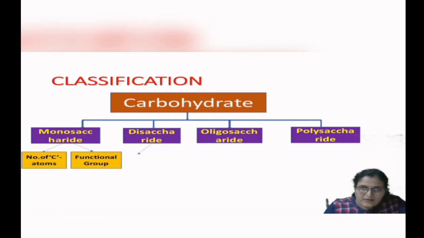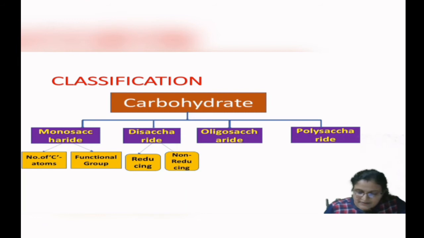Disaccharides are also classified according to the functional group. If they contain the functional group intact, that is not involved in the bond formation, then it is called reducing disaccharide. If they don't have functional group left and it is involved in the bond formation, it is called non-reducing disaccharide. Then oligosaccharide and polysaccharide. Polysaccharide I will discuss later.